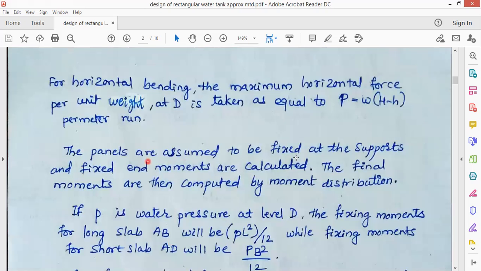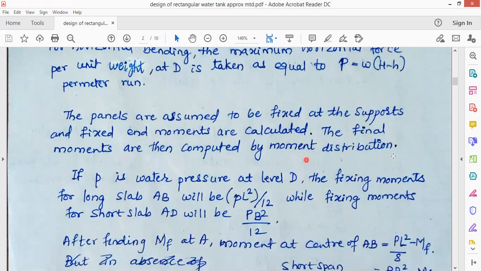The panels are assumed to be fixed at the supports, and fixed end moments are calculated. The final moments are then computed by the moment distribution method. So you have already learned the moment distribution method. It is one of the simple methods to obtain the moments at the ends and at the midspan.